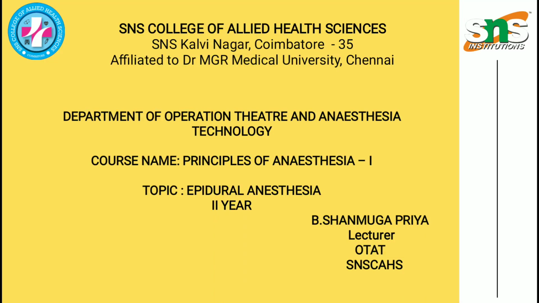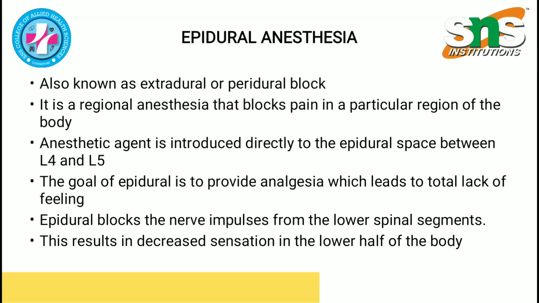Today we are going to see about epidural anesthesia. So, epidural anesthesia is also known as extradural or peridural block. It is a regional anesthesia that blocks pain in a particular region of the body. Anesthetic agent is introduced directly to the epidural space between L4 and L5. The goal of epidural is to provide analgesia, which leads to total lack of feeling.